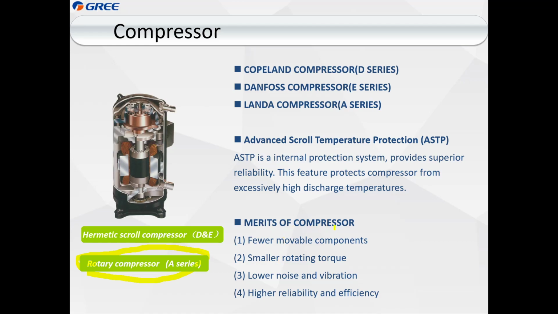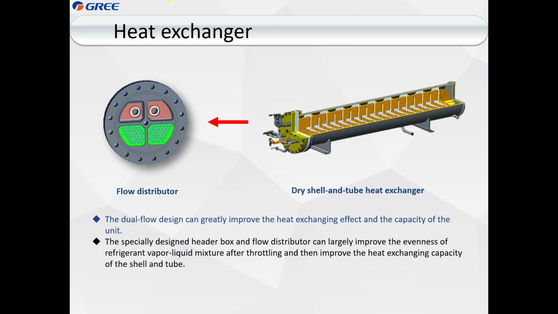And the merits of the compressor are fewer moving components, smaller rotating parts, and lower noise and vibration. For this scroll chiller, we all know the noise and vibration are very small, with higher reliability and efficiency. This is the compressor. And next is the heat exchanger.